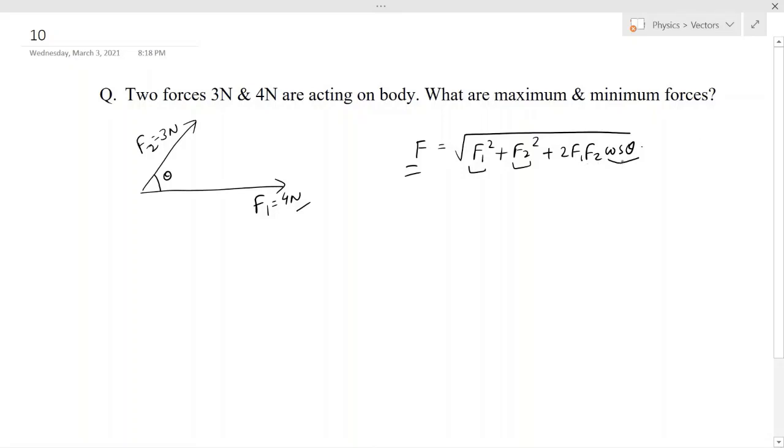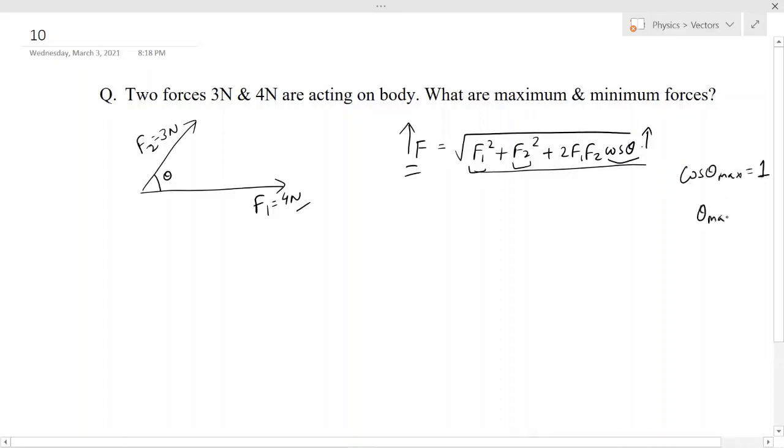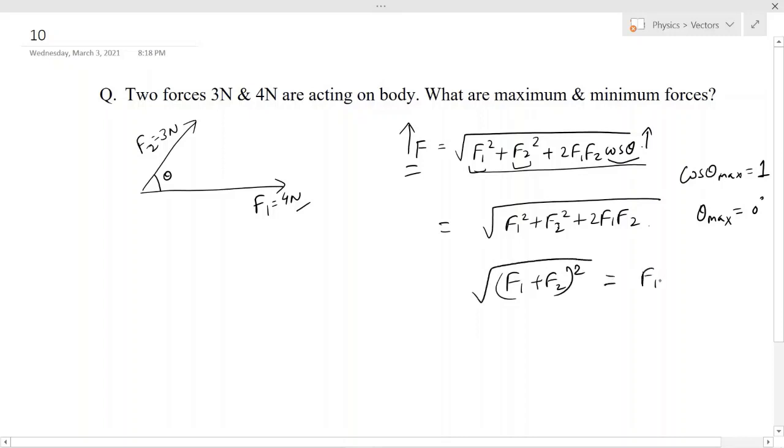So when cos theta is maximum, this term will get maximum, and thus the resultant force will be maximum. So what is the maximum value of cos theta? So maximum value of cos theta is nothing but 1, and that happens when theta max, that is the angle between these two vectors, will be 0. So this becomes square root of F1 square plus F2 square plus 2F1 F2. So this becomes F1 plus F2 whole square and the square root of that. So this becomes F1 plus F2. So this becomes 4 plus 3 Newton.